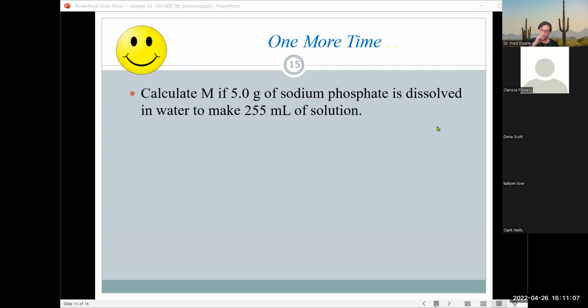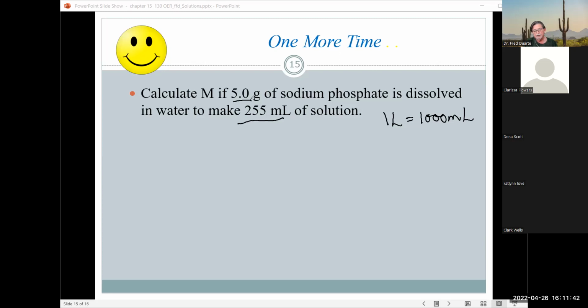All right, let's take this one. We have calculate molarity if you have 5.0 grams of sodium phosphate and you dissolve it in 255 milliliters. All right, point number 1, your volume is in milliliters, okay? 255 milliliters. You need to convert that to liters. So one conversion factor I'm going to need is 1 liter is equal to 1,000 milliliters.